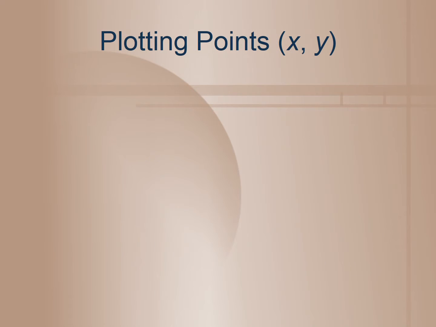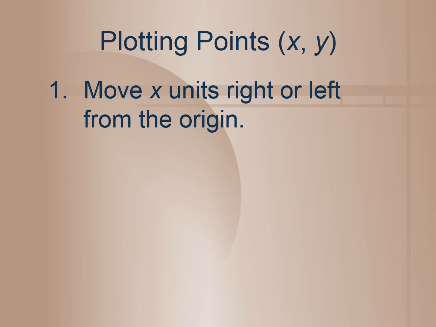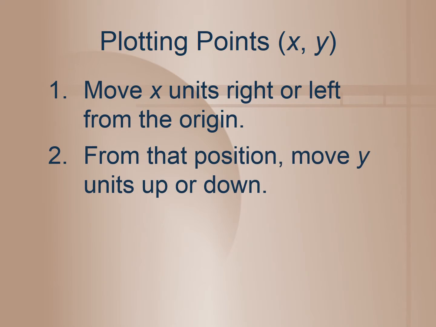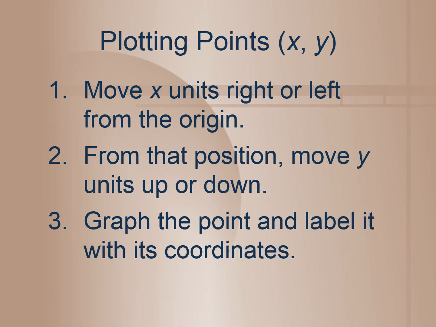So here are the steps to plotting points. Step 1, you move x units right or left from the origin, depending on what your first coordinate is. And then from that position, you move y units up or down, depending on what your y coordinate is. And then you graph the point and label it with its coordinates. So you put a dot where that point is and then label it with the ordered pair.